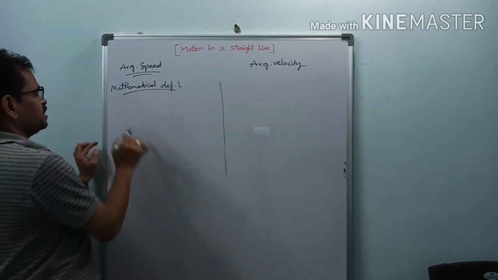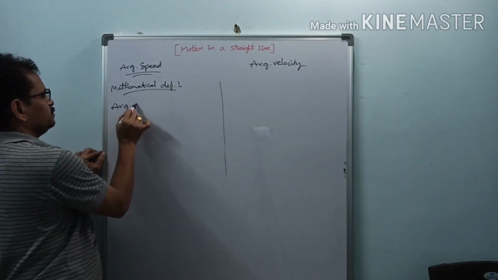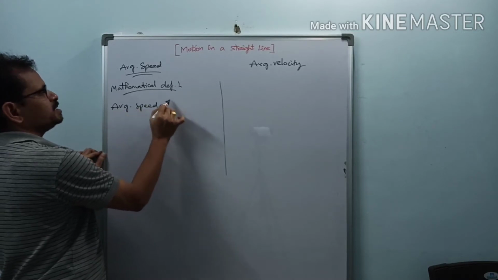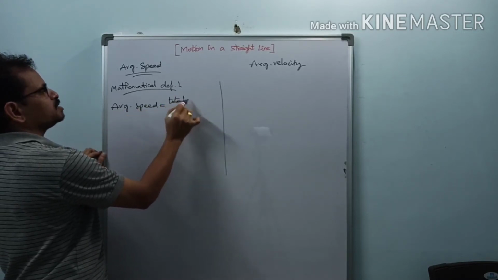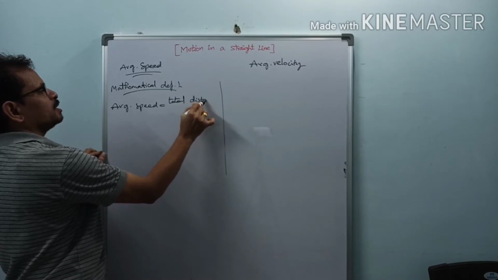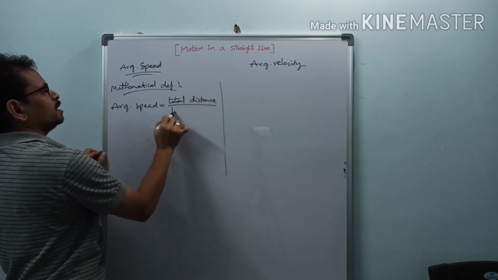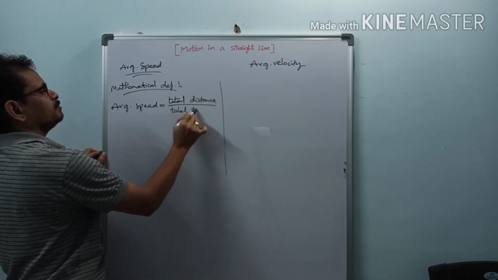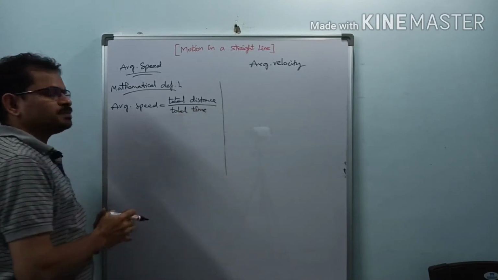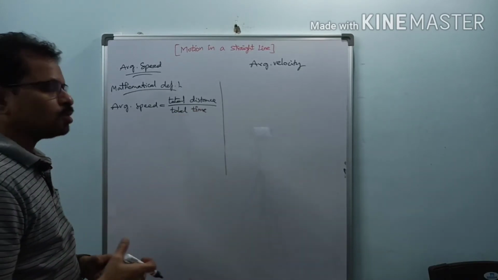So it is defined as average speed is equal to total distance by total time. So average speed is equal to total distance by total time.